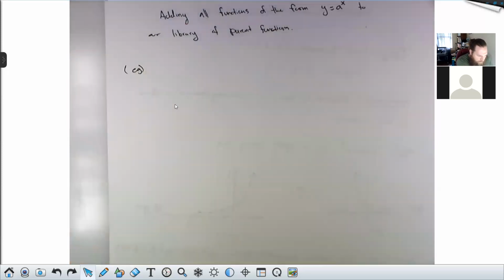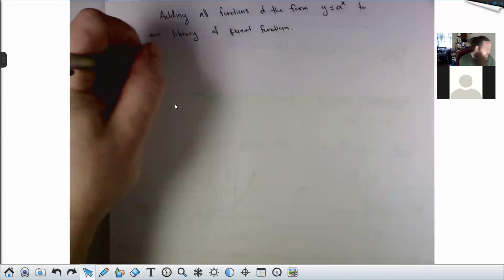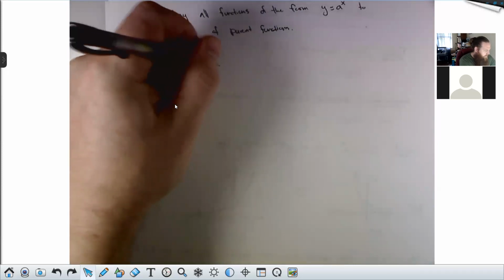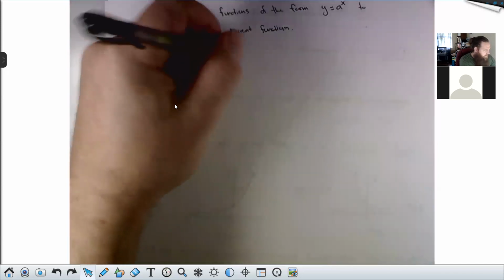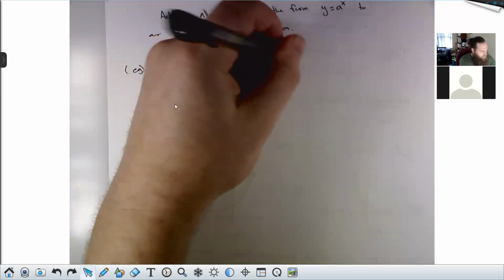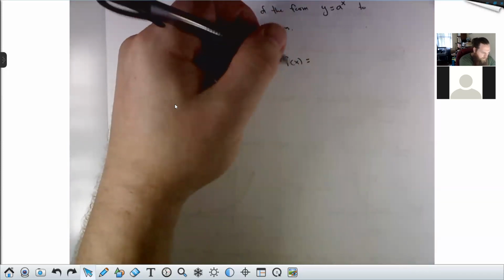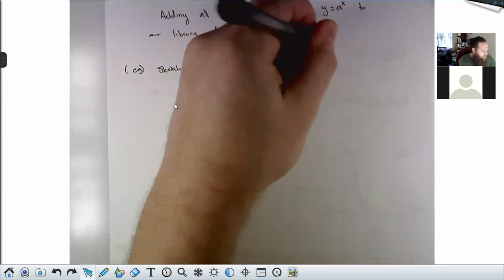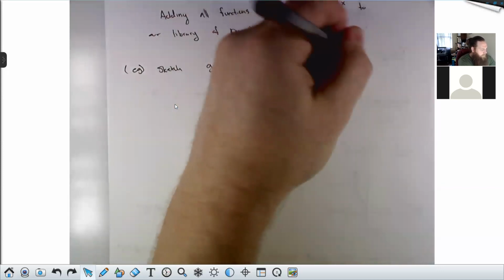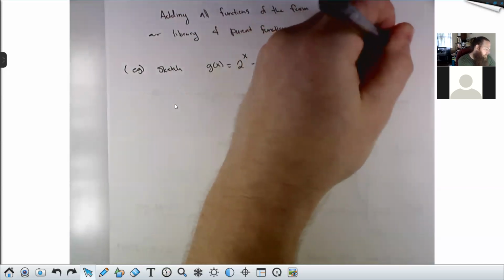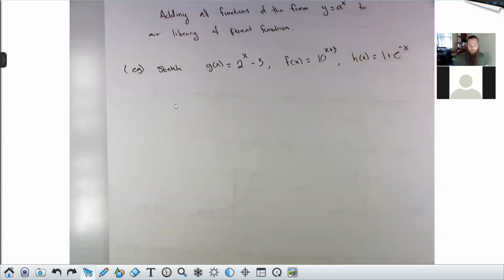These are all kind of boring, aren't they? There we go. Sketch g of x equals 2 to the x minus 3, f of x equals 10 to the x plus 3, and h of x equals 1 plus e to the negative x. So 3 functions here, we're going to sketch them.